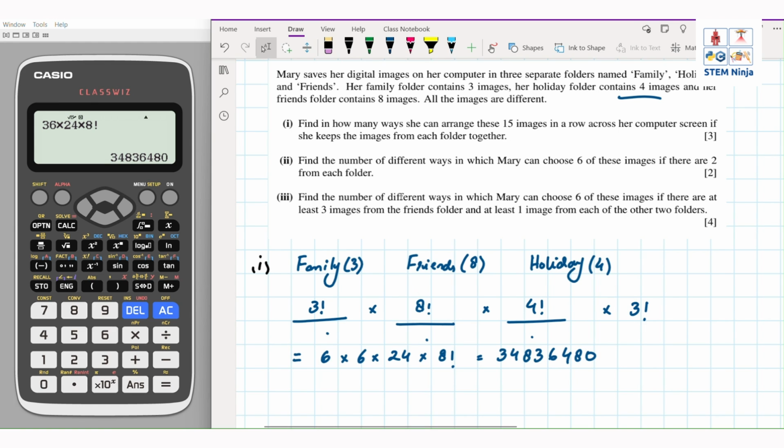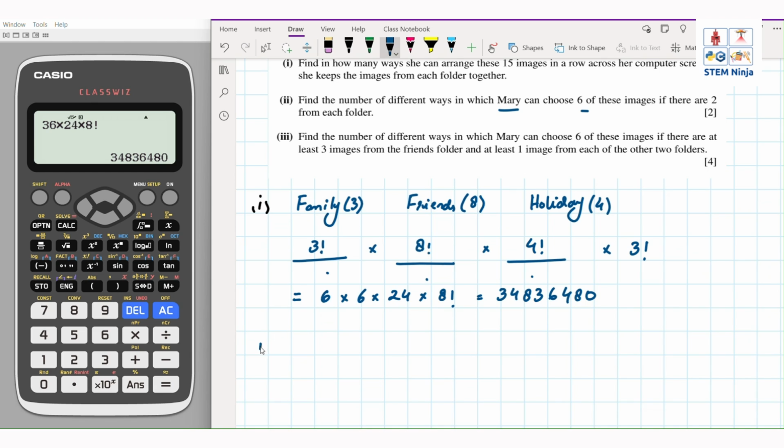Now, find the number of different ways in which Mary can choose 6 of these images if there are 2 from each folder. If there are 2 from each folder, so that's very easy. So 2 out of 3 from family, 2 out of 8 from friends, and 2 out of 4 from holiday. So 3C2 times 8C2 times 4C2.